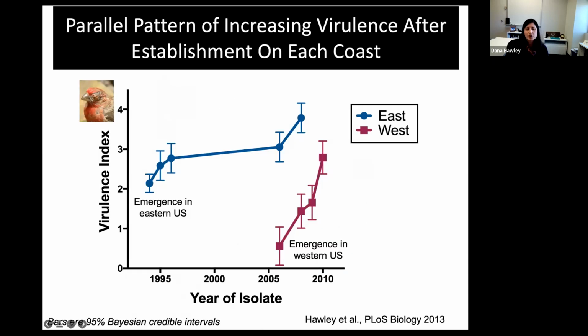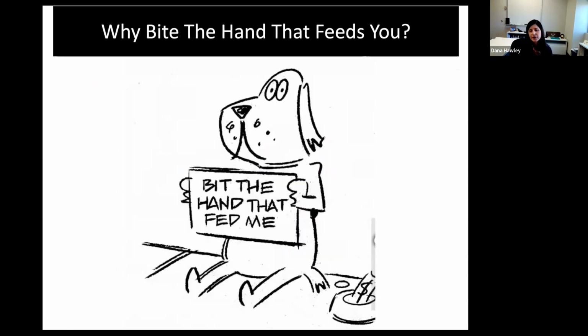And I should have noted that these are actually separate clades. So the Western MG did derive from the Eastern MG, but it is its own phylogenetic clade. And so in a sense, these were two, to some degree independent, instances of increases in virulence following emergence.